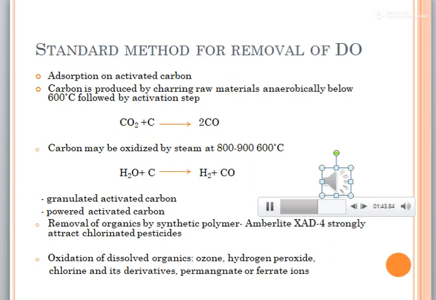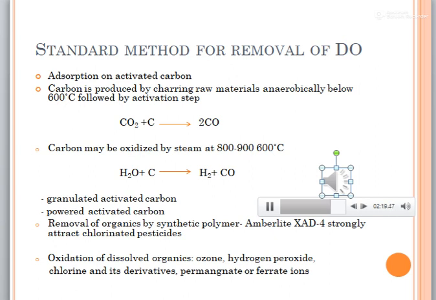Removal of organics may also be accomplished by adsorbent synthetic polymers. Such polymers, for example, are known as Amberlite XAD-4, the name of that synthetic polymer. It has hydrophobic surfaces and strongly attracts insoluble organic chlorinated pesticides. The porosity of these polymers is up to 50% by volume and the surface area may be as high. They are readily regenerated by solvents such as isopropanol and acetone.